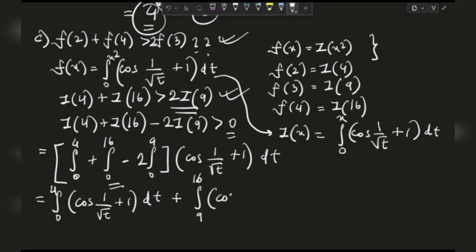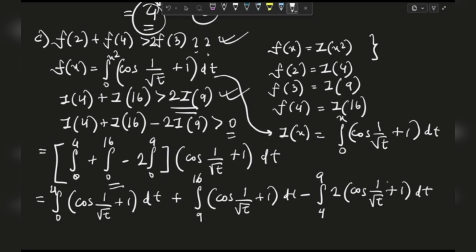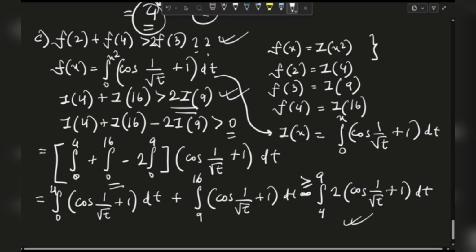Cosine of 1 by root t plus 1 dt, and minus the integral from 4 to 9 of 2 times cosine of 1 by root t plus 1 dt. So now if we take this thing to the other hand side, I will just put it directly as greater than or equal to. This is what we have to basically prove. Now let's try to analyze the behavior.